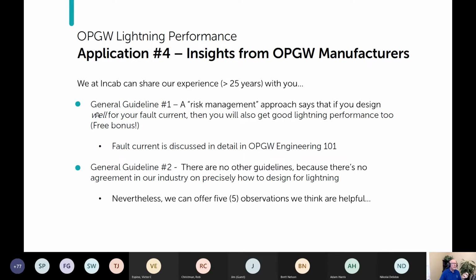Fault current is discussed in detail in the OPGW Engineering 101 class. I'm not going to discuss it today. Just that caveat is important.